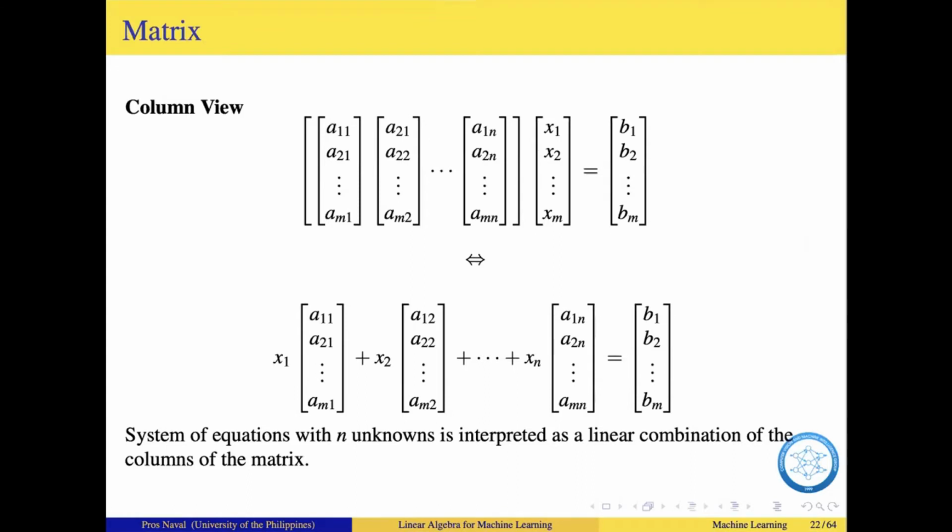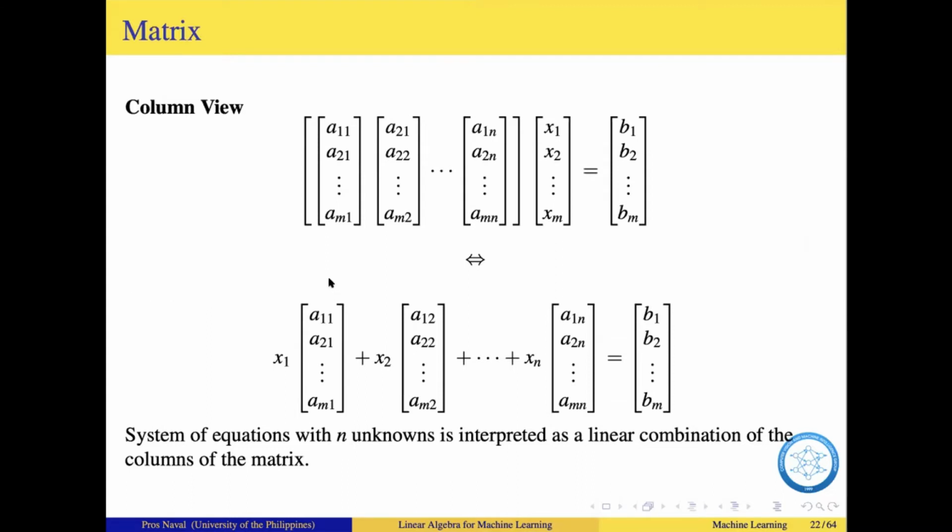That was the row view, but now, since we're no longer in high school, we need to look at matrices differently. We need to look at matrices as columns. So we have to look at a matrix as composed of many columns like this. This is the better way of looking at a matrix.